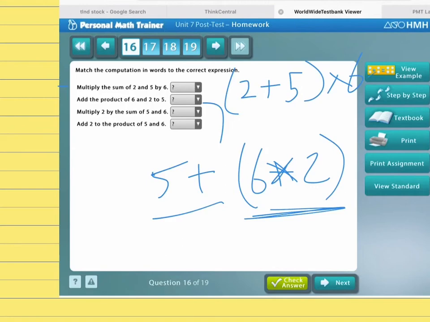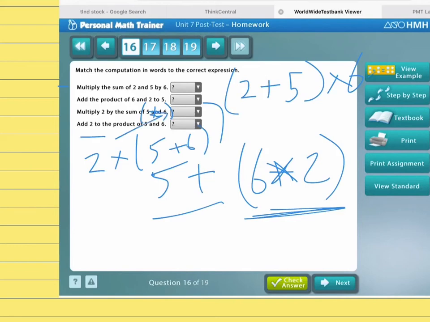And the next one, multiply the sum of 5 and 6. So sum of 5 and 6 would be plus 5 plus 6. Multiply 2 by the sum of 5 and 6. So it's 2 times 5 plus 6. Like that one there. Should be something like that.